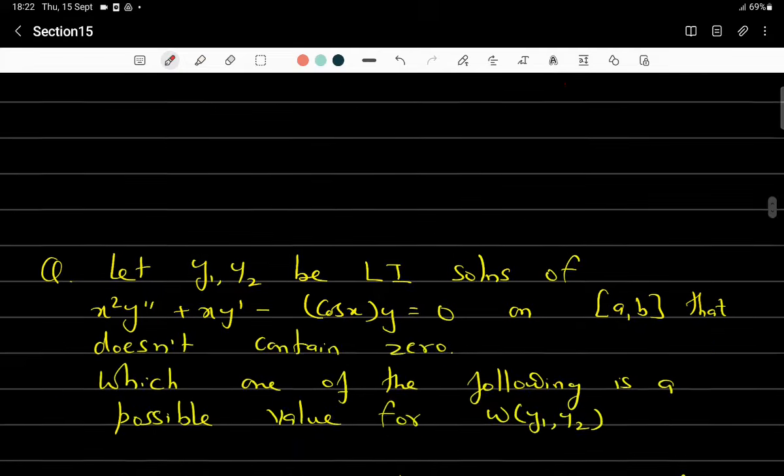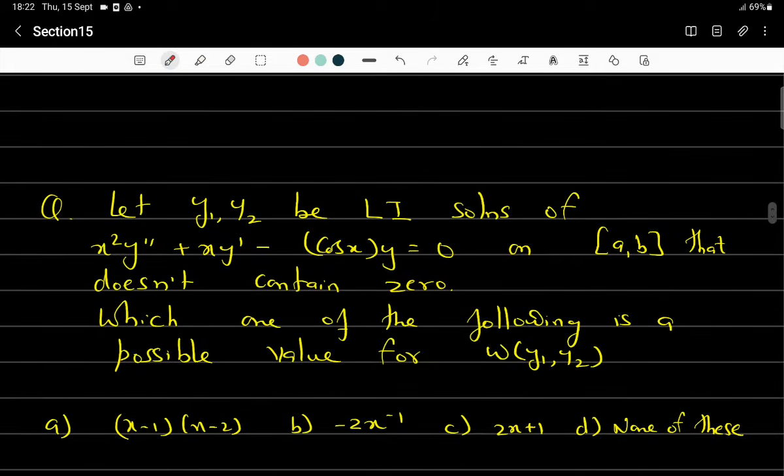Now let's see an interesting question which says, let y1 and y2 be linearly independent solutions of this differential equation. Forget about linear independence right now, just assume that y1 and y2 are solutions of this homogeneous differential equation which does not contain 0.